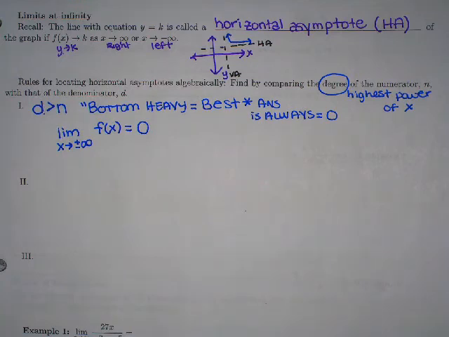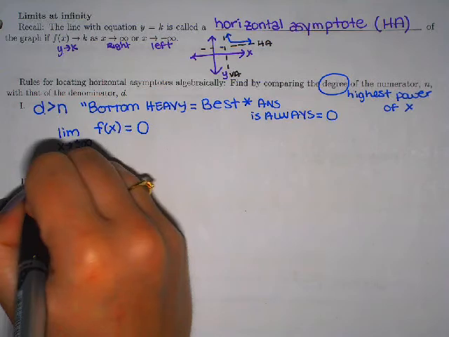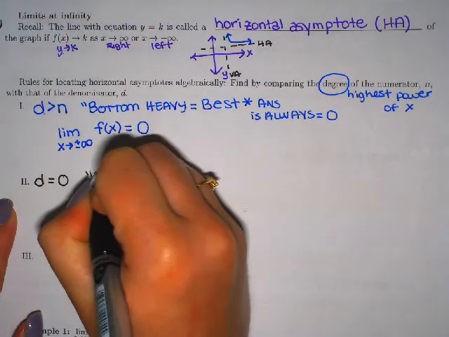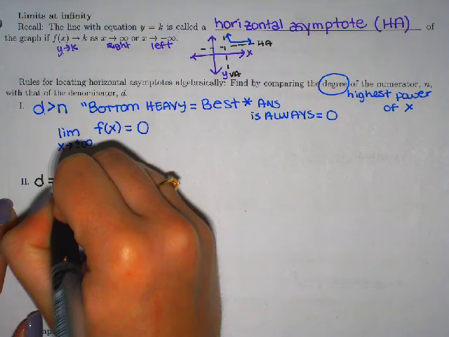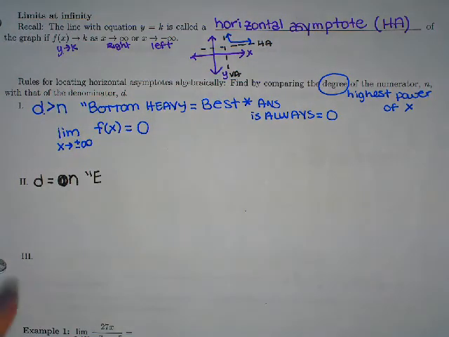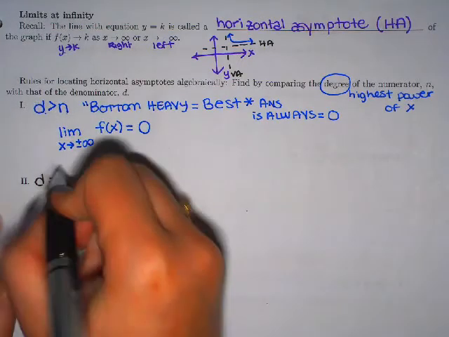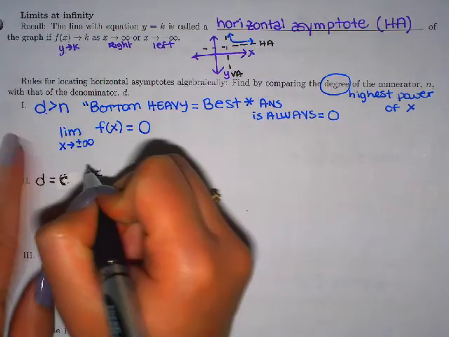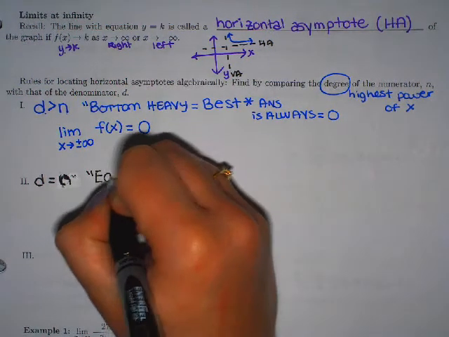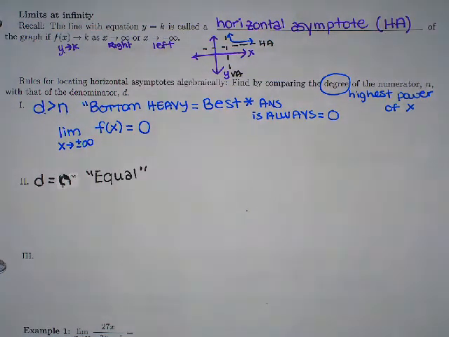Our next best case is if we compare the degree of the denominator to the degree of the numerator, and we find that they're the same. So this case is called equal. D equals n. The degree of the denominator equals the degree of the numerator. They're both maybe x cubed. Sorry, I got 0 stuck in my mind from bottom heavy. Degree of the denominator equals the degree of the numerator. D equals n. So we have equal. They could both be x cubed as the highest power.